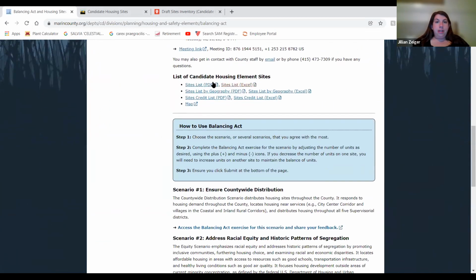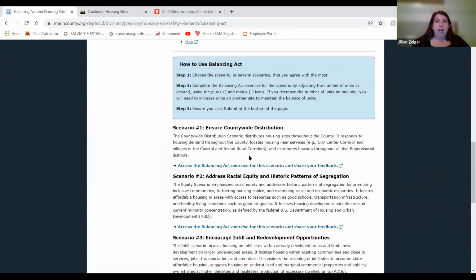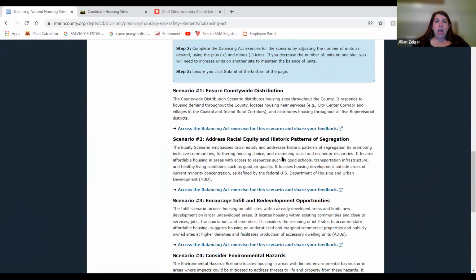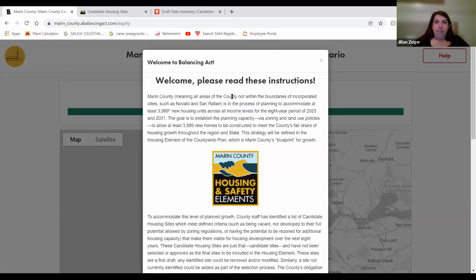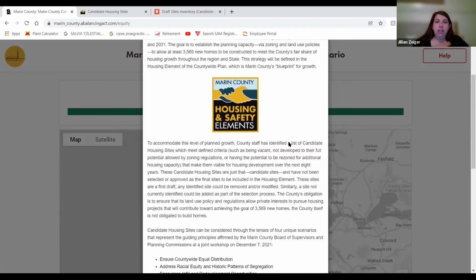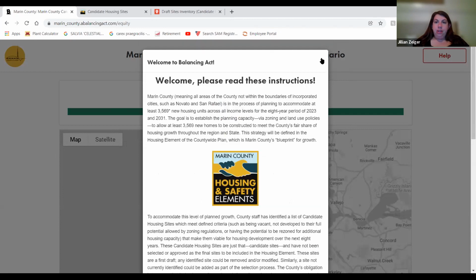If you want to see the full list of candidate housing sites, we have PDFs. We also have the map. But as Lily said, the first thing to do with Balancing Act is really look at the scenarios that she described. So let's say I think that addressing racial equity and historic patterns of segregation is important. I click that tool, and then it transports me to the Balancing Act exercise. And these are some really helpful instructions about how to use Balancing Act. So I can just X out of that.